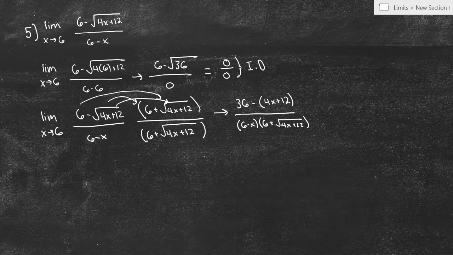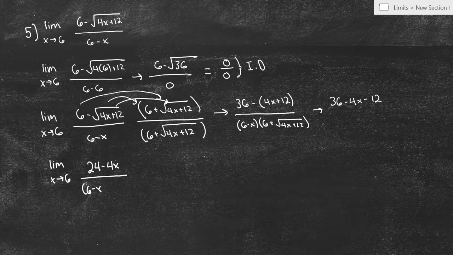All right, so now let's see what we can do here. Let me distribute this negative out. We got 36 minus 4x minus 12. So what that equals is, let me rewrite this down here, to get more space. So right now we're at limit as x approaches 6 of 36 minus 12, which is 24 minus 4x, divided by 6 minus x, times 6 plus square root of 4x plus 12.